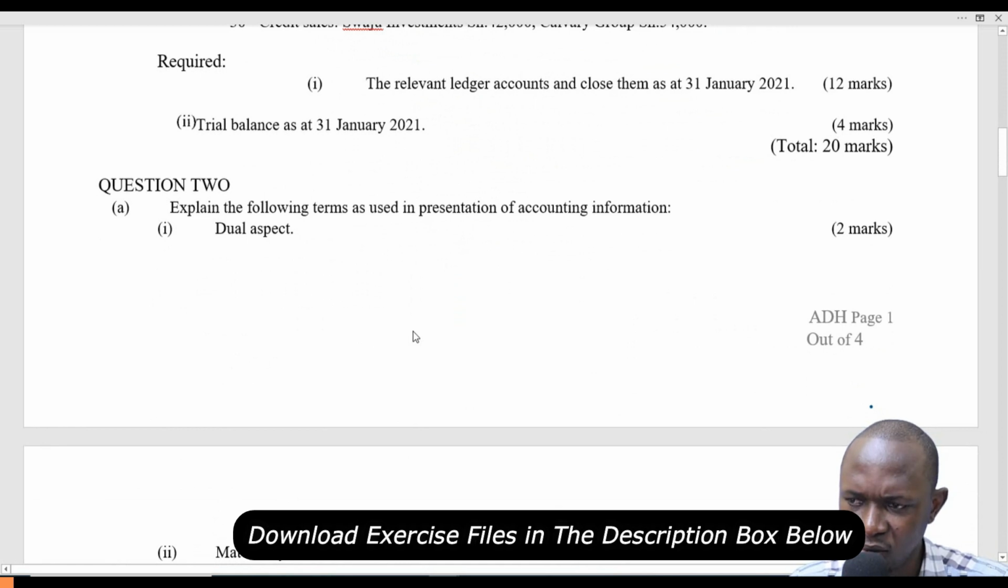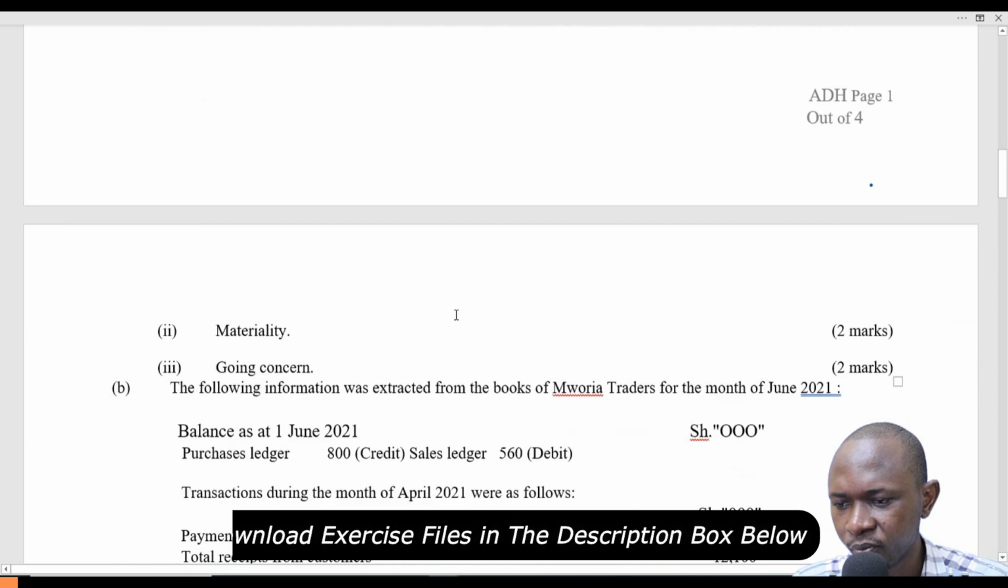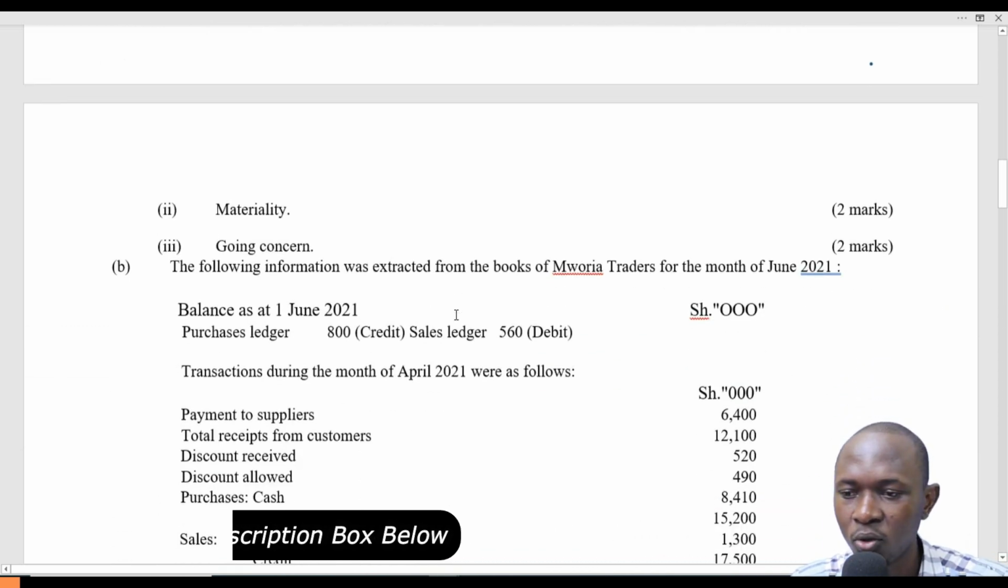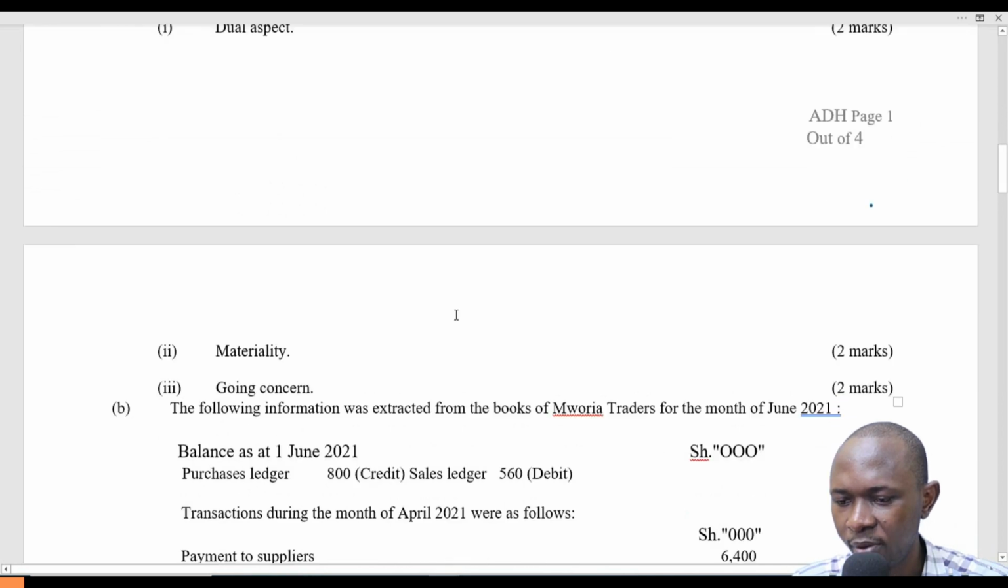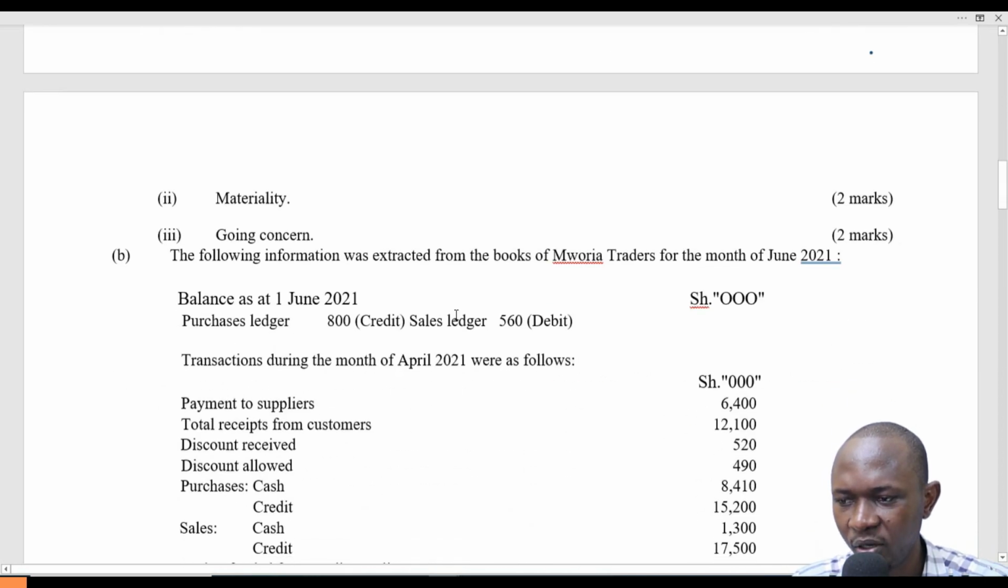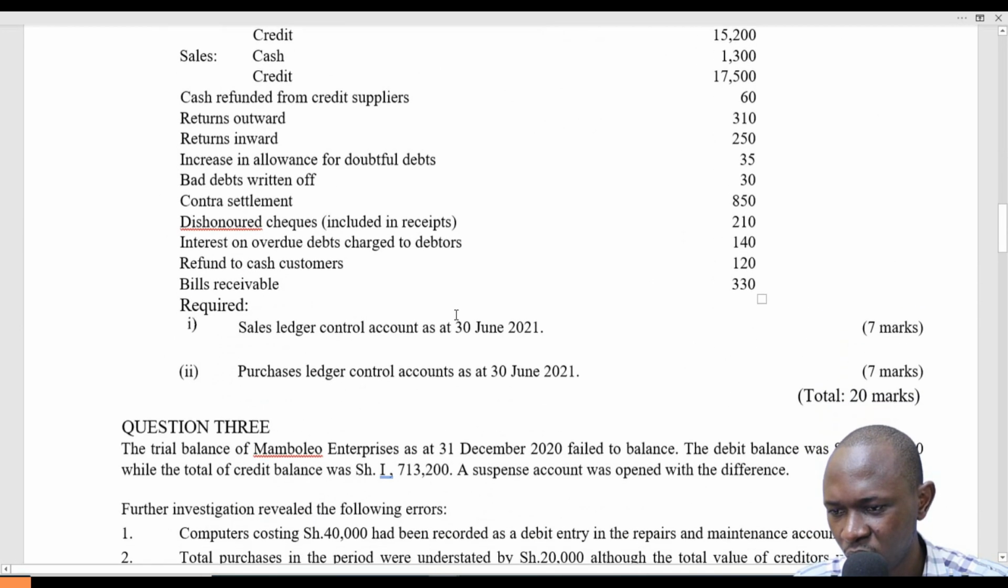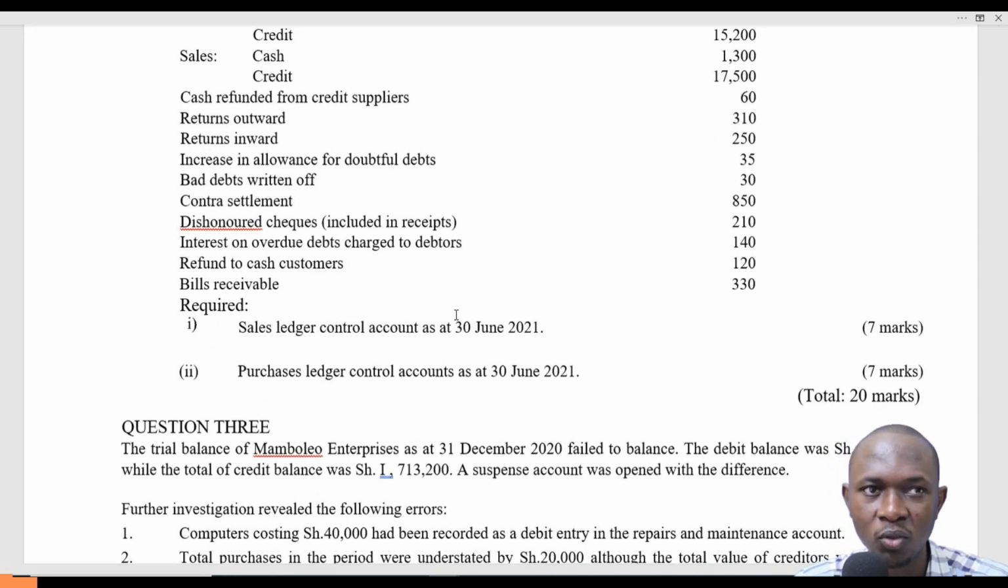Explain the following terms as used in presentation of accounting information: dual aspect, then materiality, and then going concern. That is part 1, that is 2A. Then 2B, the following information was extracted from the books of Moria. We are expected to come up with the sales ledger control account as at 30th June 2021, and also come up with the purchases ledger control account as at 30th June 2021.